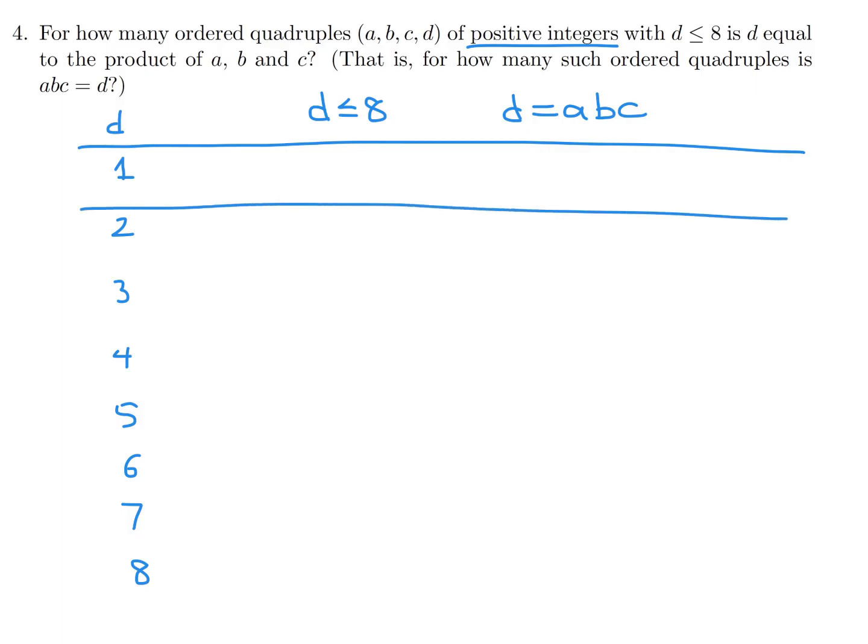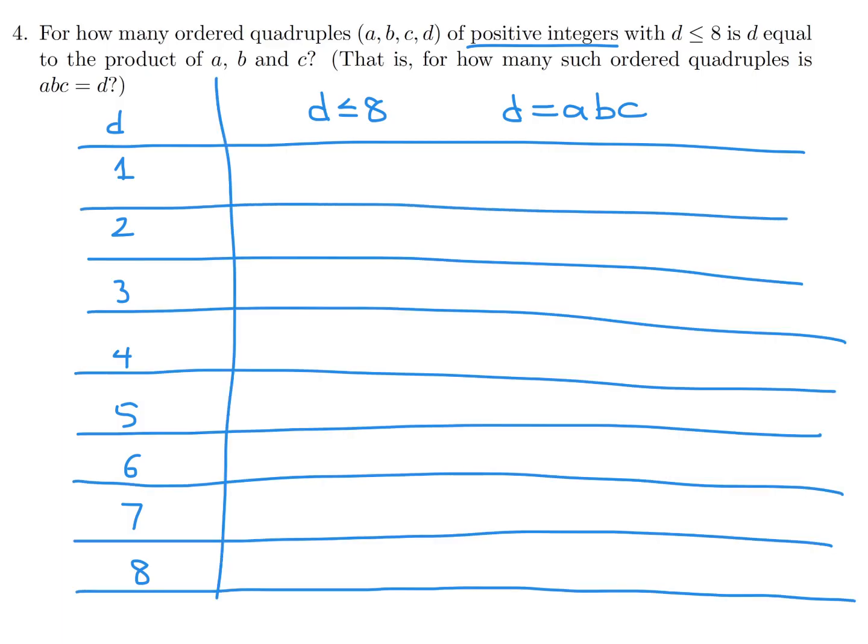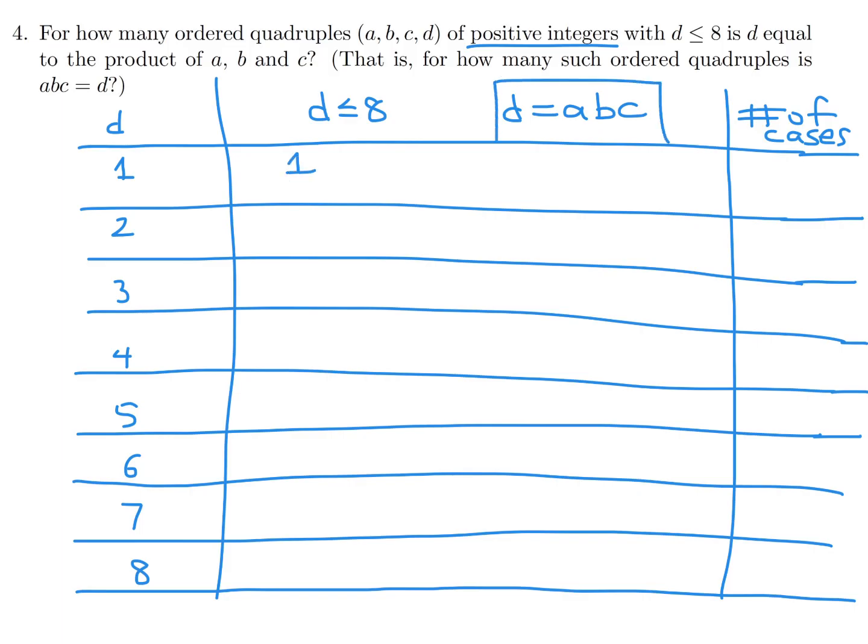Okay, here we go. All right, and then I'll put number of cases as a sort of tally in this column. After a while, you'll probably be able to get this yourself, but I'll probably do them all, but let's just see what we get. When D is 1, basically we have the scenario where 1 is equal to A times B times C, and the only possibility for A, B, and C would be if they're all equal to 1. So that gives me just one case.